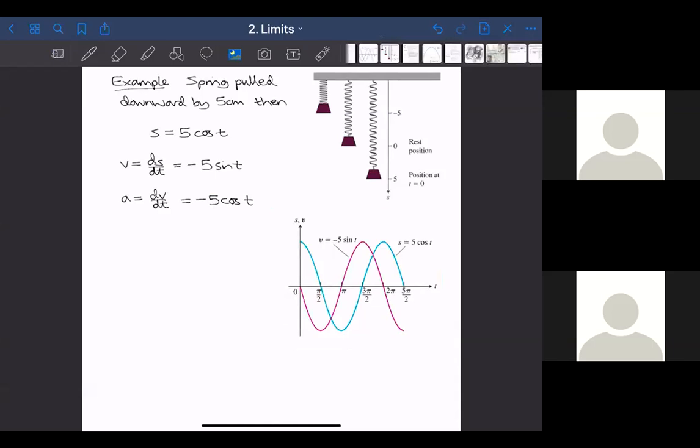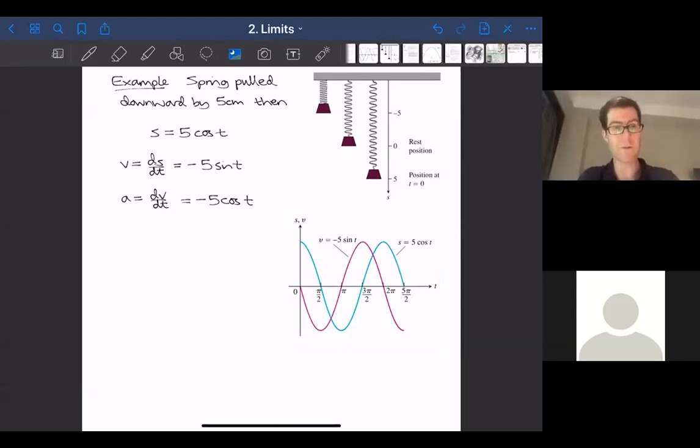So again, the position S and the velocity V are on the same graph. The position S is the blue graph. We start with S equals 5, and then S goes down to 0, down to minus 5, and then back up again. It oscillates. So the graph is the opposite of the picture with the spring, in the sense that when the graph is at the top, the spring is at the bottom, and vice versa.